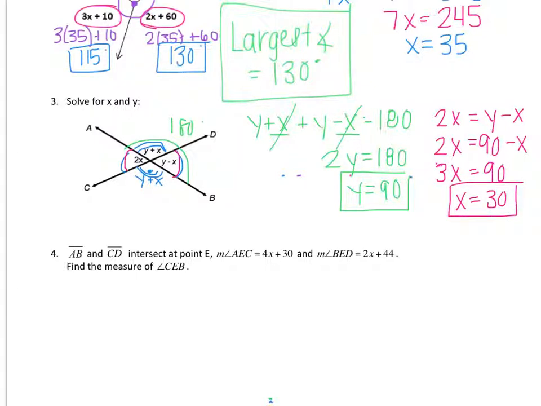So again, you might have to take a second to look at your picture, see what they give you, what you could use in order to start the problem. If I had started with 2x equals y minus x, knowing that I had vertical angles, I wouldn't have been able to get anywhere. I would have ended up with something like 3x equals y. And you can't solve that because there's two different variables. Whereas when I used the supplementary rule with this equation, I saw that the positive x and the negative x were able to cancel out.